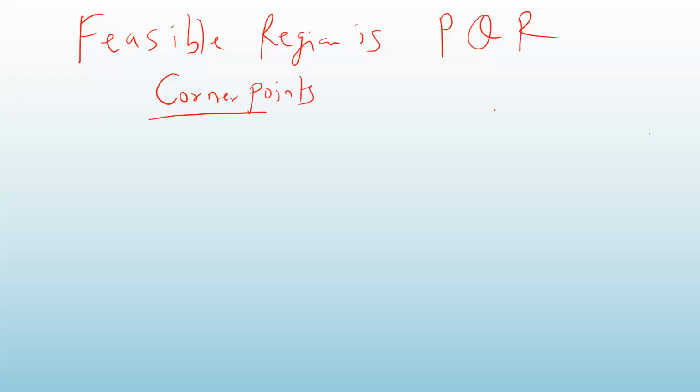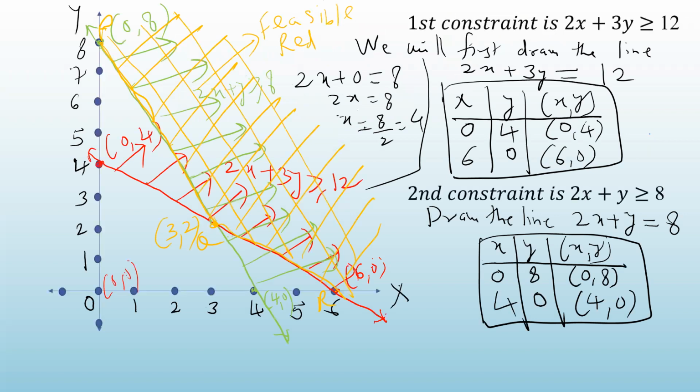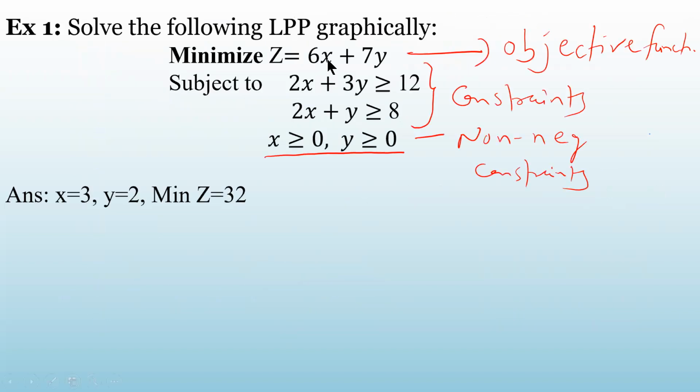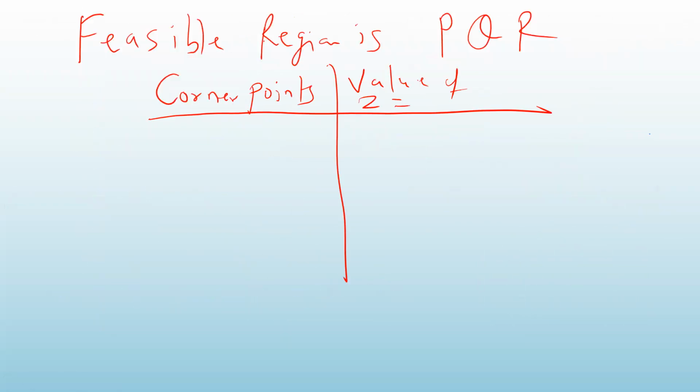In the next column, write the value of Z. What is your Z? How much is Z given? Z is 6x plus 7y. Okay, write down the points P, Q, and R.